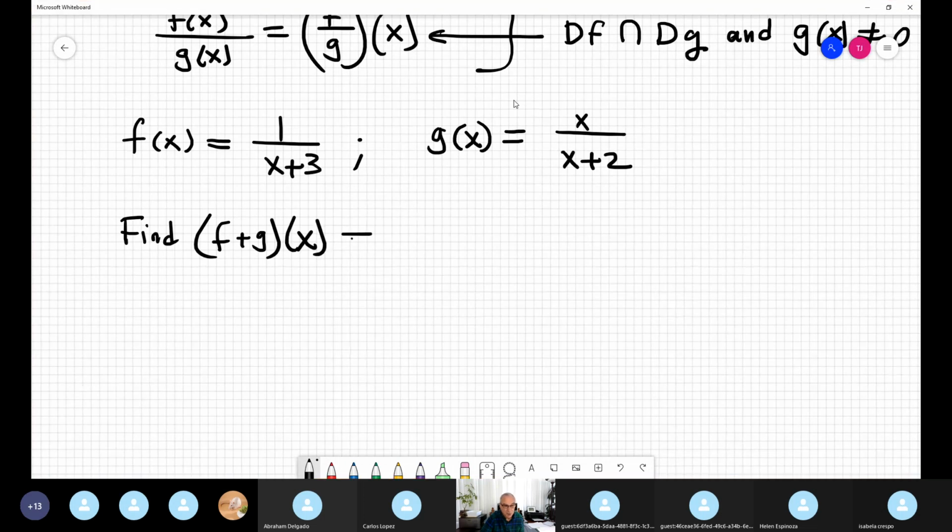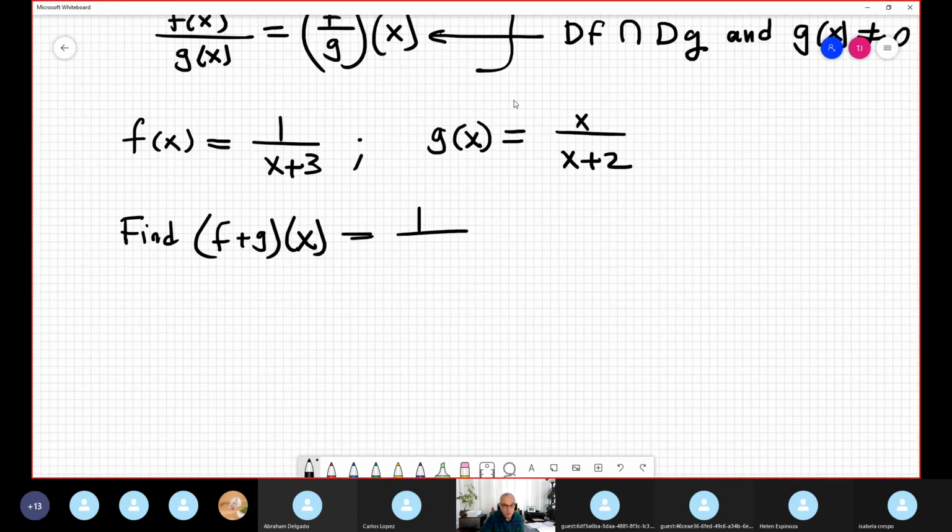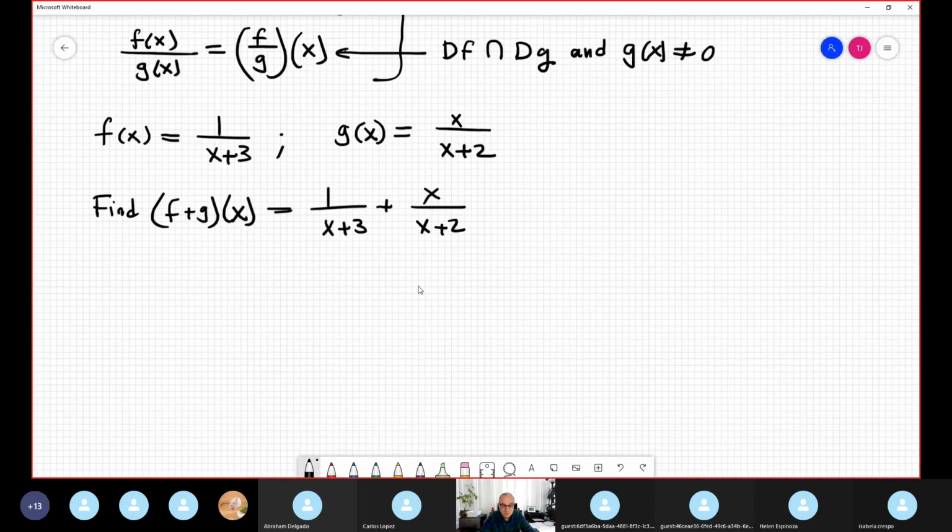I know that this is equivalent to f of x plus g of x. Do we leave it like that? No, it's ugly like that. You need to condense it into only one common denominator, right? The LCD is obvious, it is x plus 3 times x plus 2.